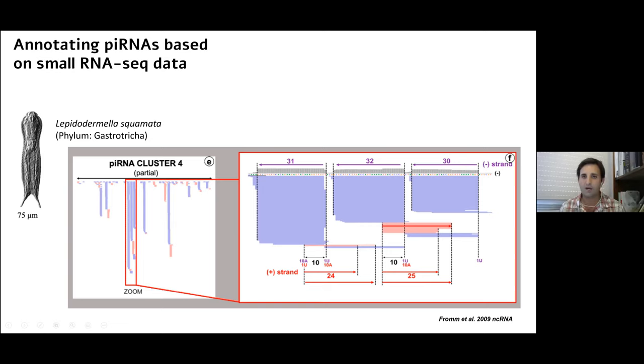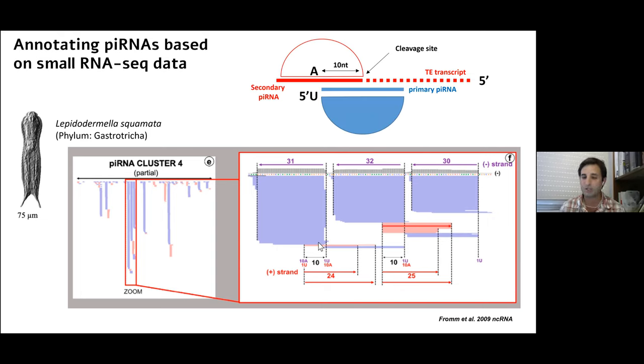And this is a hallmark of piRNAs because Piwi clade proteins have a strong preference for sequences which have U in the 5' end. We then have some antisense sequences shown here in red, which show a 10 nucleotide offset and have A in their tenth position, this being consistent with their biogenesis by the ping-pong cycle.